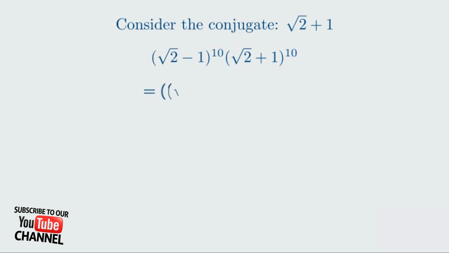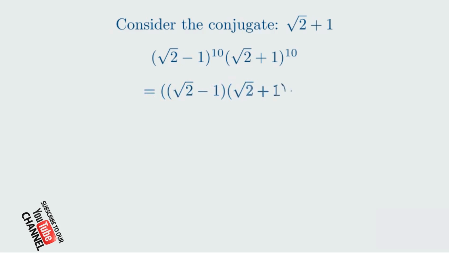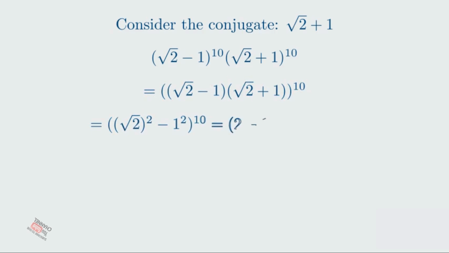This becomes the quantity square root of 2 minus 1 times square root of 2 plus 1, all raised to the 10th power. The term inside the parentheses is again the difference of squares. So it simplifies to 2 minus 1, which is 1. We are left with 1 raised to the power of 10, which is just 1.